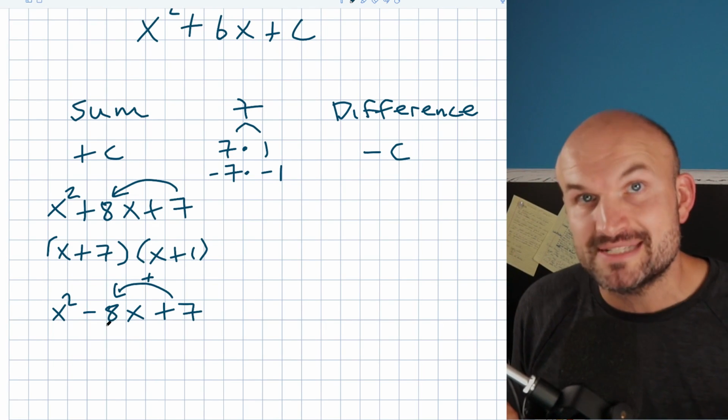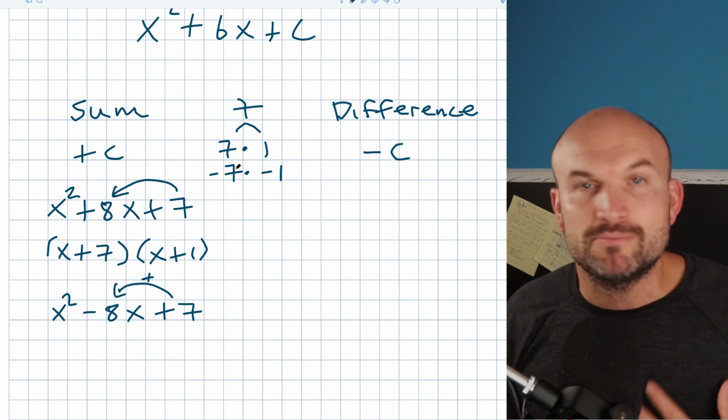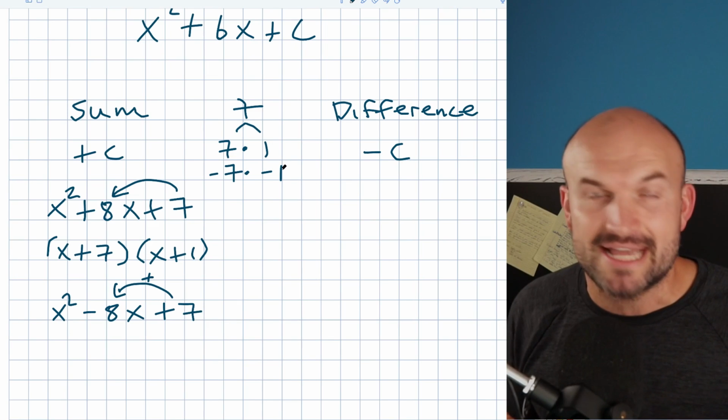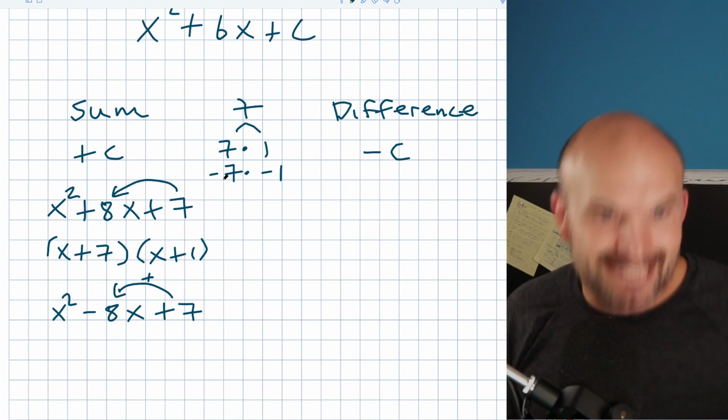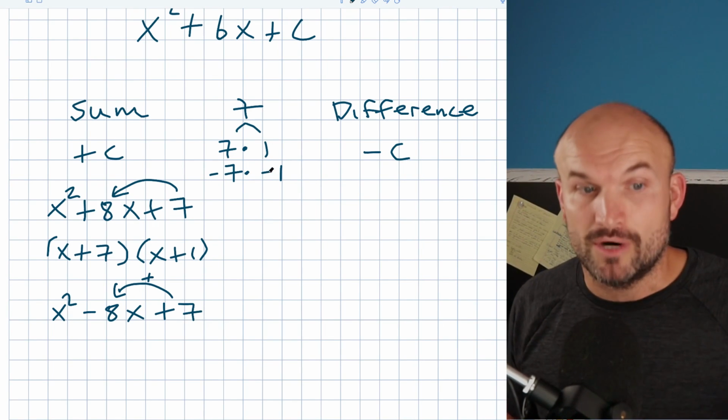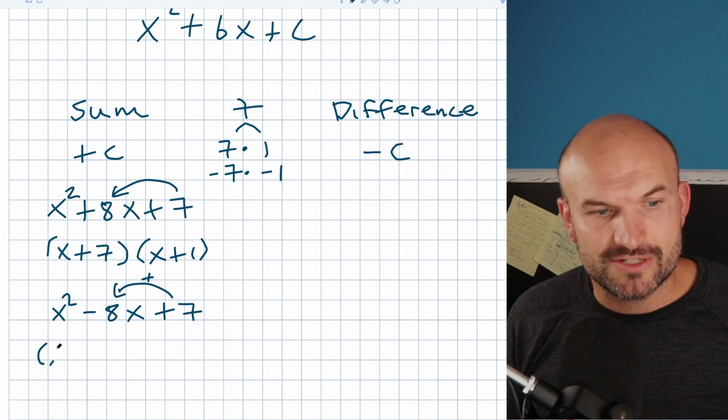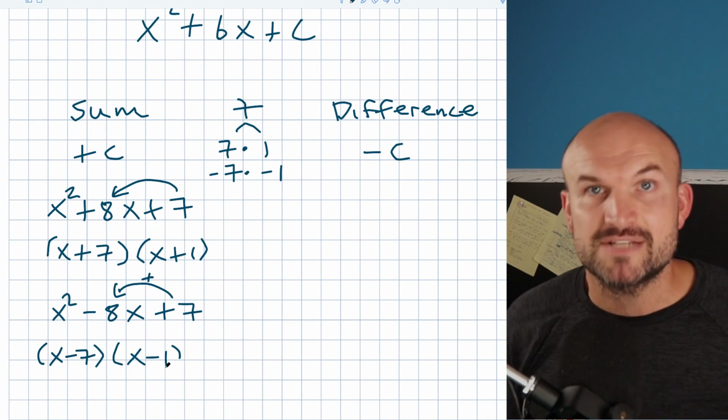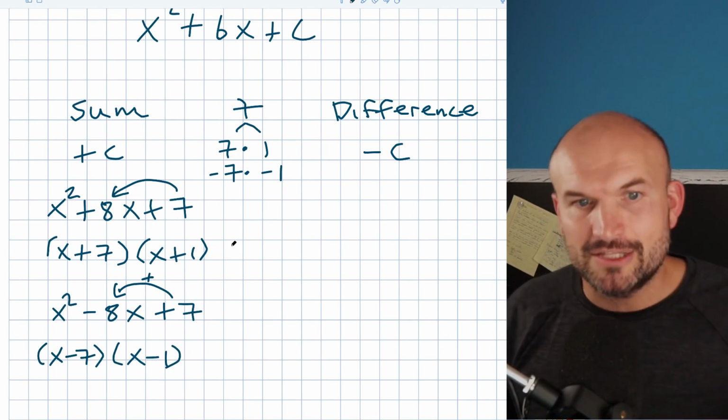Since my middle term now is negative, I know my two factors have to both be negative. So negative 7 times negative 1 is positive 7. Negative 7 plus a negative 1 is going to be a negative 8. So this one is going to be x minus 7 times x minus 1. And voila. So now let's take a look at the difference.